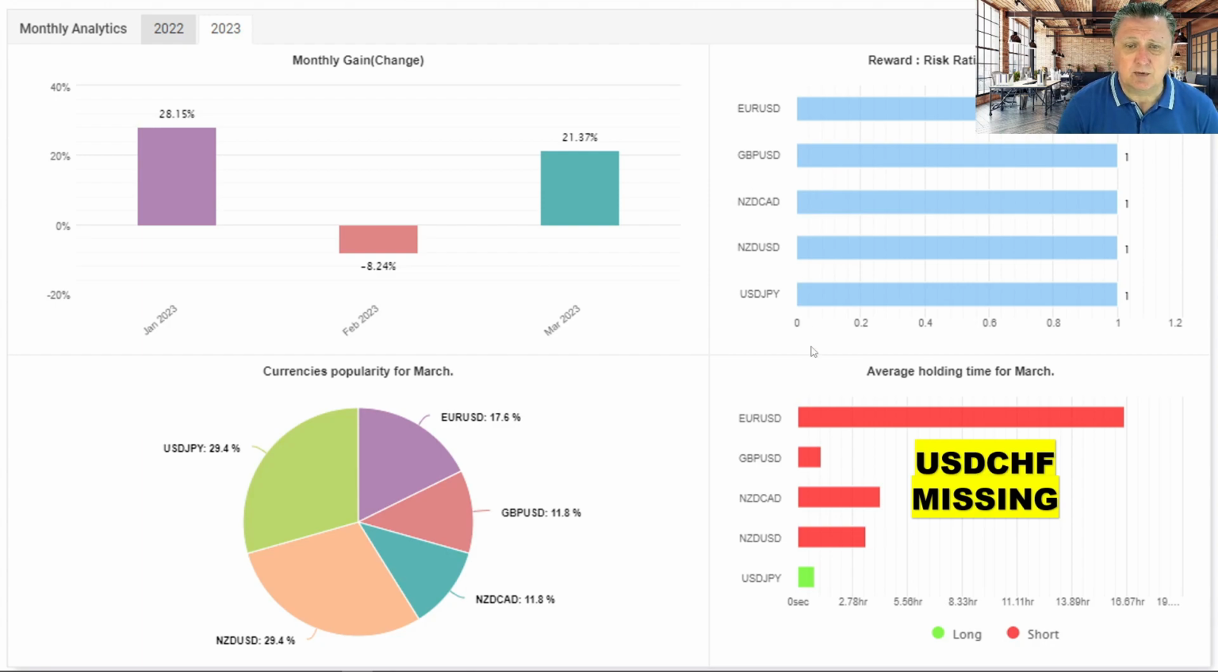On top of that, you can also see the different holding times for the different currencies. You can see they traded Euro USD, British Pound USD, New Zealand CAD, New Zealand USD, and then USD Japanese yen. And it's here that we found a couple of discrepancies, because we noticed that the US Swiss franc was missing from our trading. On top of that, they also traded the one down in green here, US Japanese yen. Those 2 are ones that we didn't have in our trading.